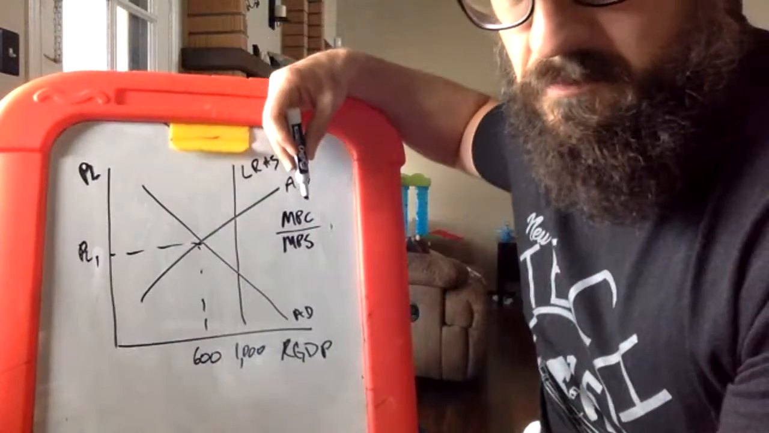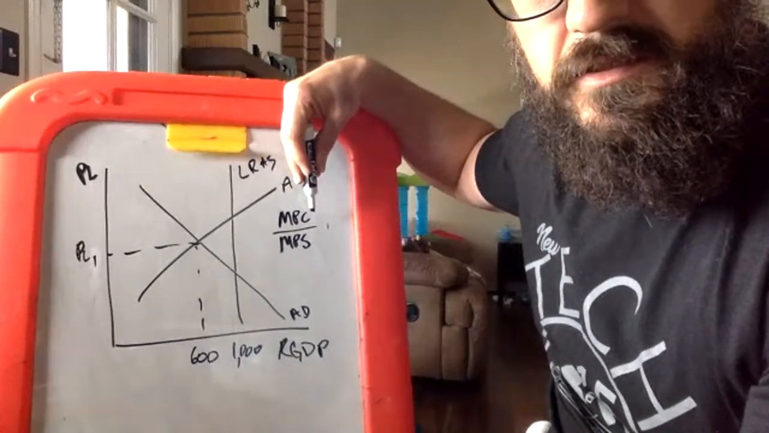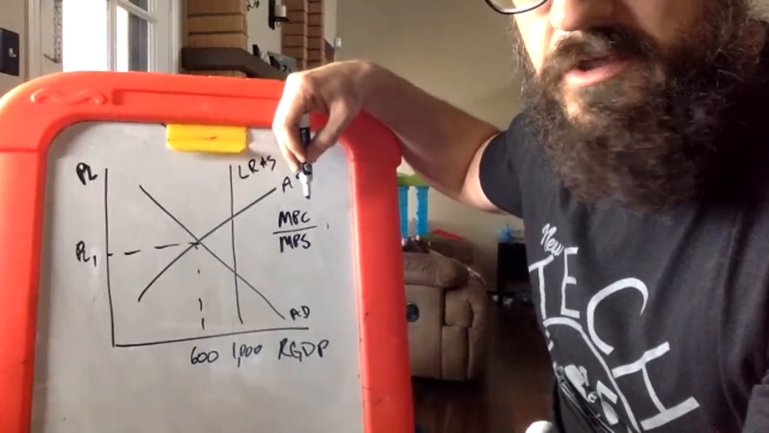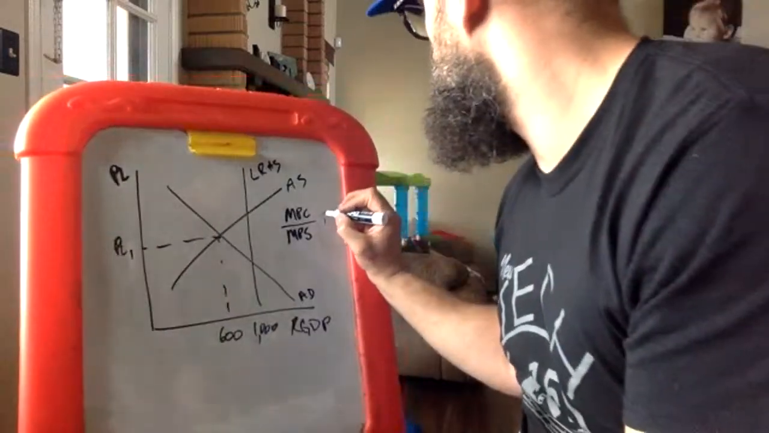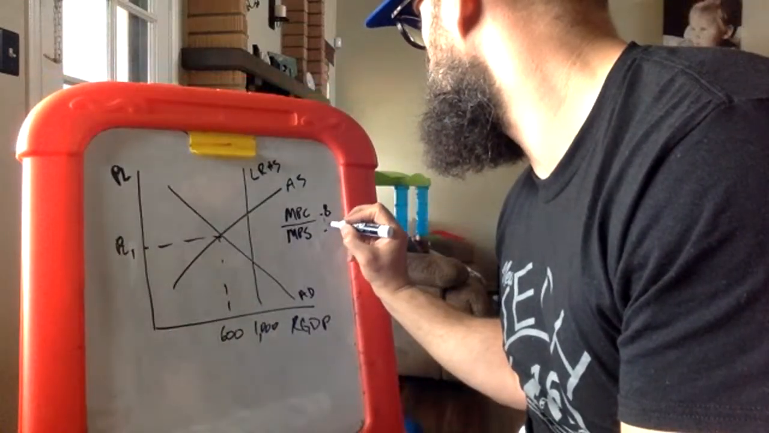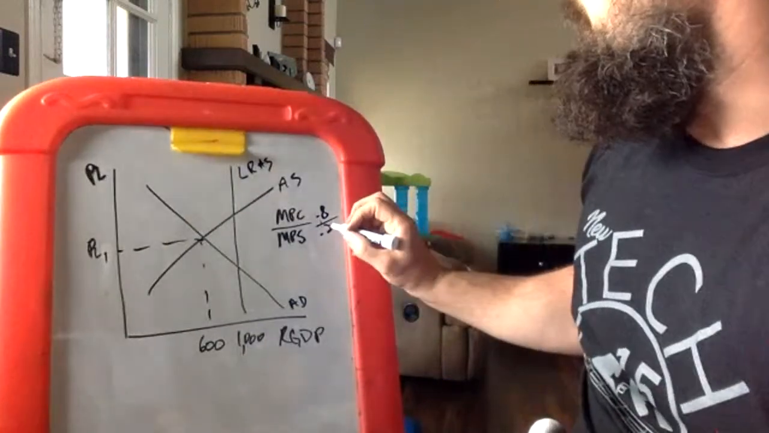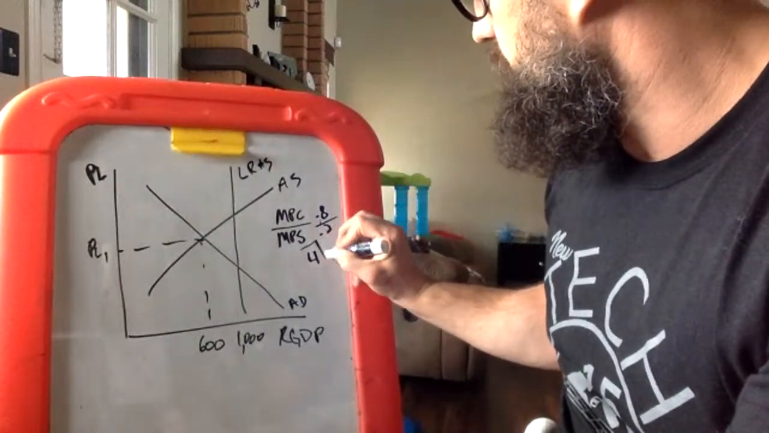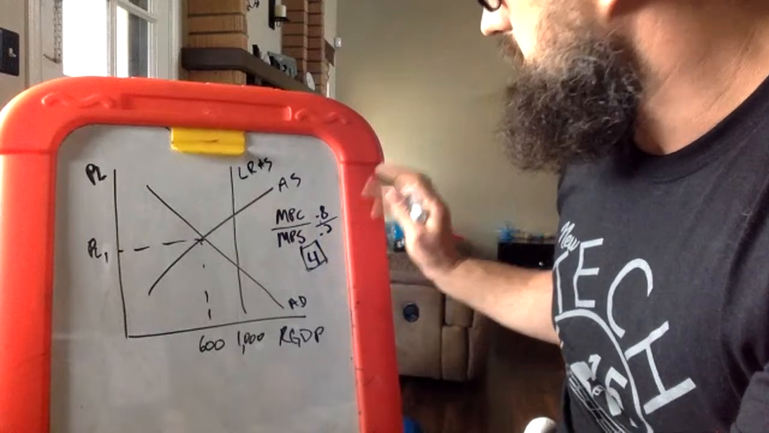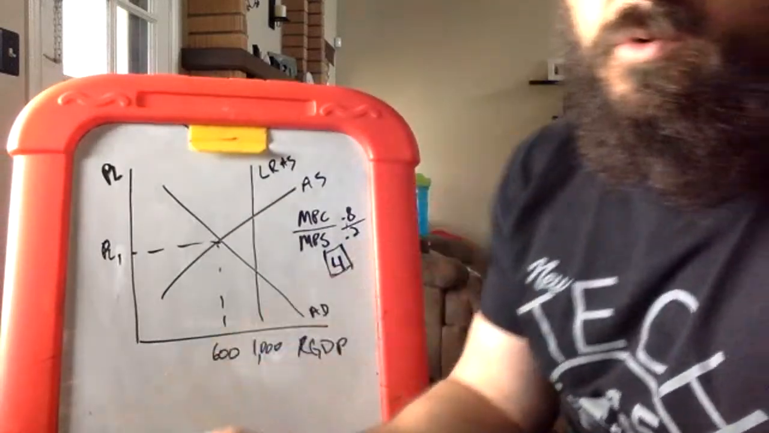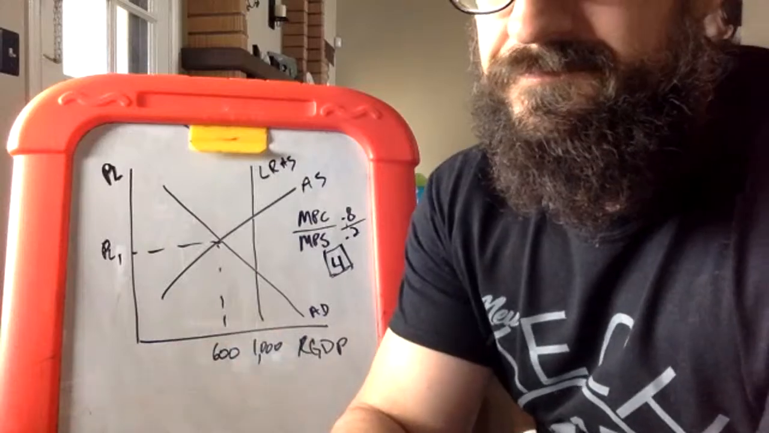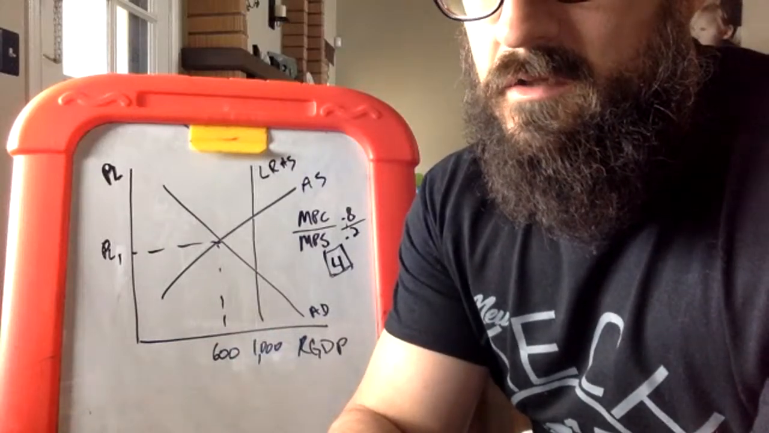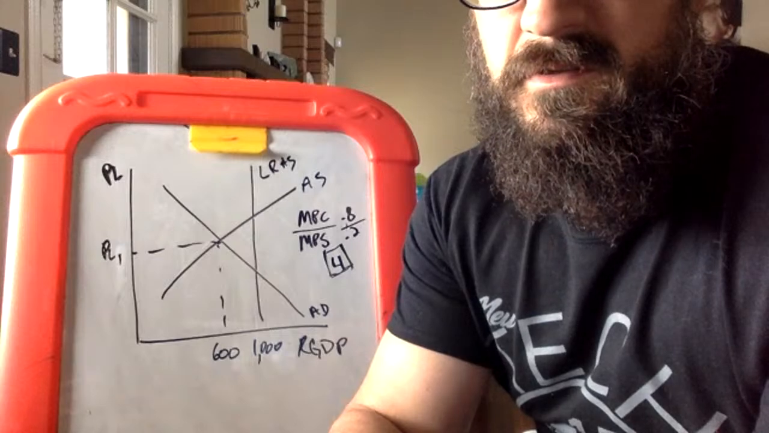An easy way to remember that is that C comes before S in the alphabet. So C will be in the numerator, and then S will be in the denominator. This is going to be 0.8 over 0.2, so that means our multiplier is 4. Whatever the government spends, you multiply that times 4, and that's the effect it'll have in the economy. So that is the taxing multiplier.